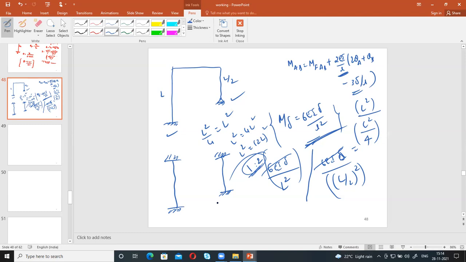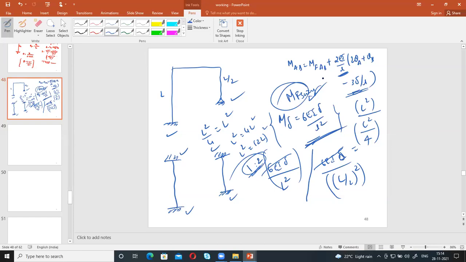Any doubts? Don't consider the stiffness. Stiffness is 4 EI by L, 3 EI by L. But what the problem is asking is FEM, fixed end moment. How to get fixed end moment? I think I explained in beams also in yesterday's class. You have to multiply and take 6 EI delta by L square. This is the fixed end moment for a sway frame. 6 EI delta by L square. Clear? Any doubts?